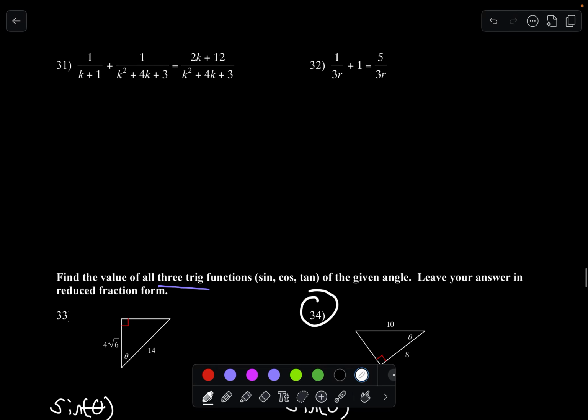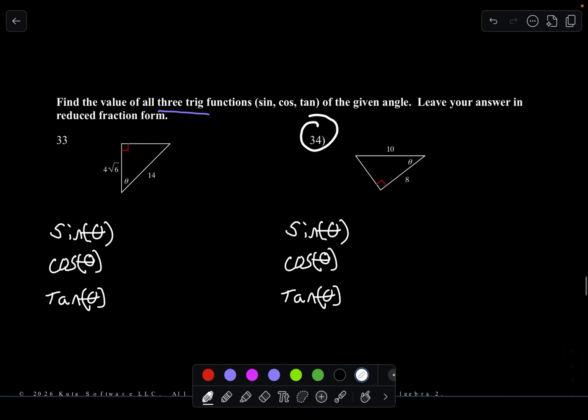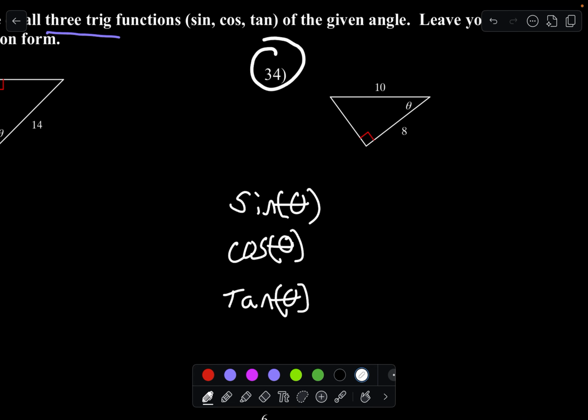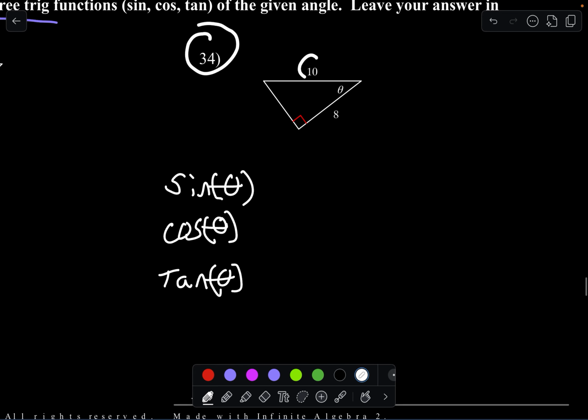Moving on. Now we're going to the trig, the stuff that we've been doing at the end. It says find the value of all 3 trig functions, sine, cosine, tan, of the given angle. Leave your answer in reduced fraction form. So notice on 34, you have 10 and 8. So we're missing the final side. We have to figure out what this side is. Easiest way to do it is Pythagorean. Let me just write this down.